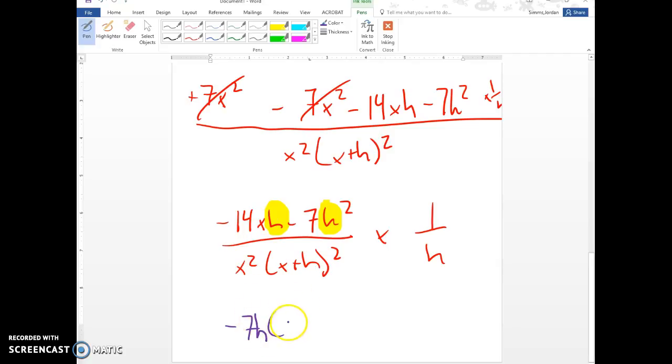We'll do our brackets. That's going to be 2x minus h inside the brackets there, right? Because I just divided it all off there. Yeah, I'll factor out the minus 7, so plus h. Again, over our denominator, x squared times x plus h squared, times 1 over h.